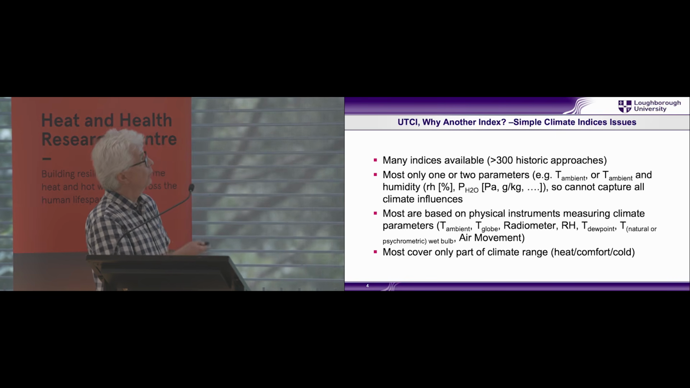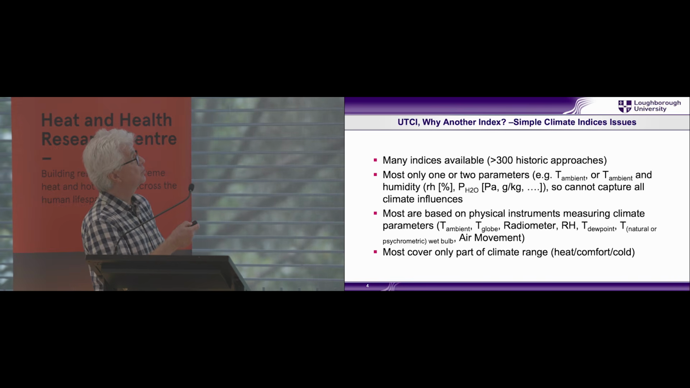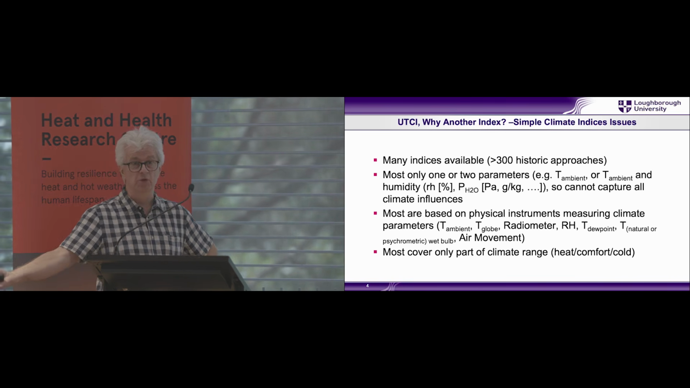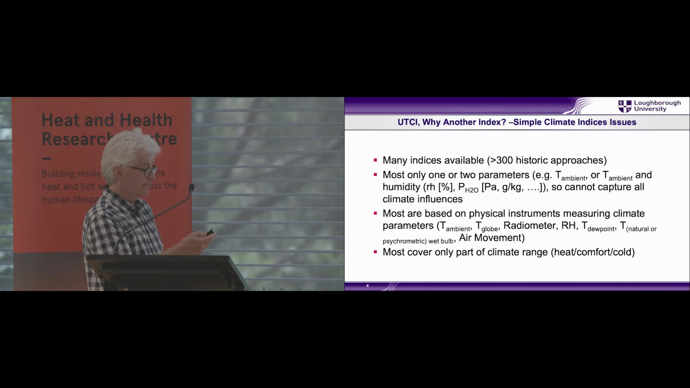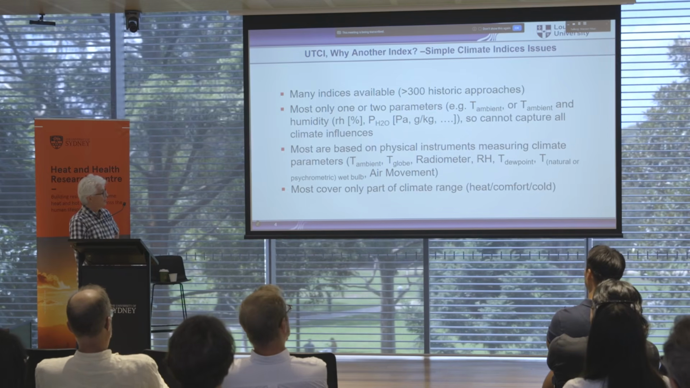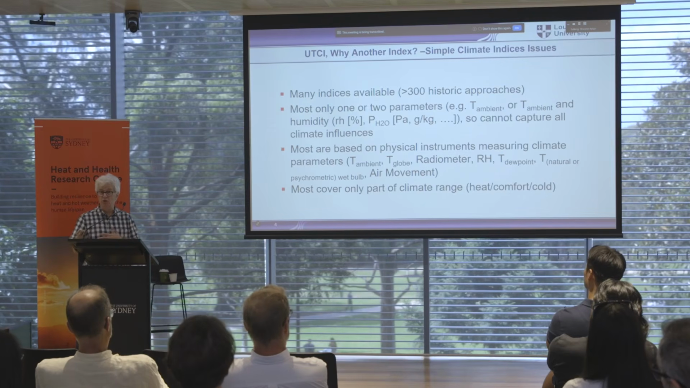And we wanted to develop, the suggestion was the universal thermal climate index, which would go from extreme cold to extreme heat. Probably a bit ambitious, but there you go. And most of these only cover part of the climate range, so it's either a cold index or a heat index.